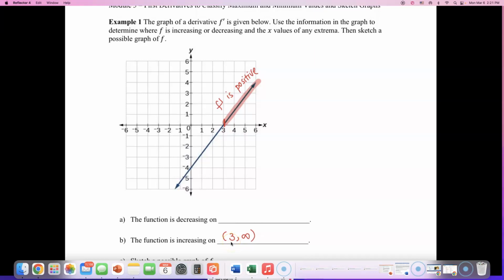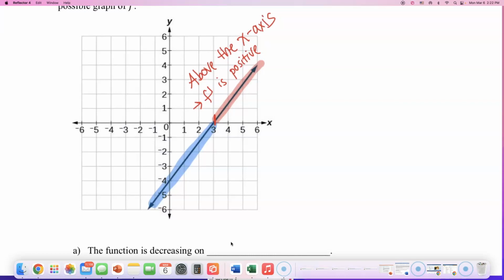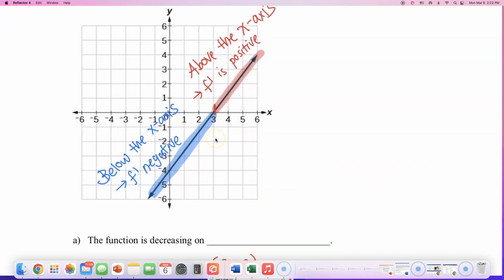Now look, I'm going to grab a different color highlighter and color this part that is below the x-axis. You know what? I should write this down. This was above the x-axis, therefore f prime is positive. Now the blue part, that's below the x-axis, tells me that f prime is negative in this region. So that is to the left of 3, everything to the left of 3, and in interval notation, that is negative infinity to positive 3.